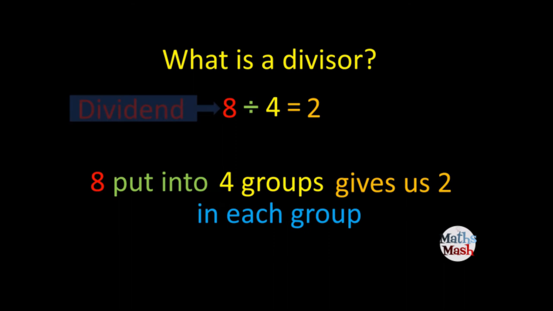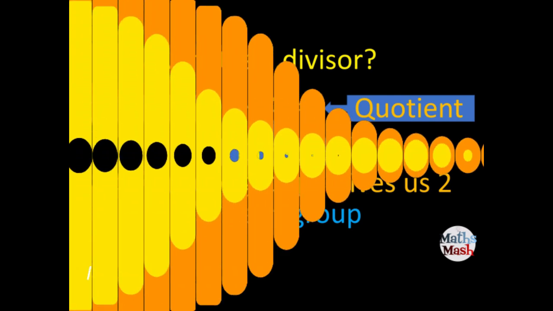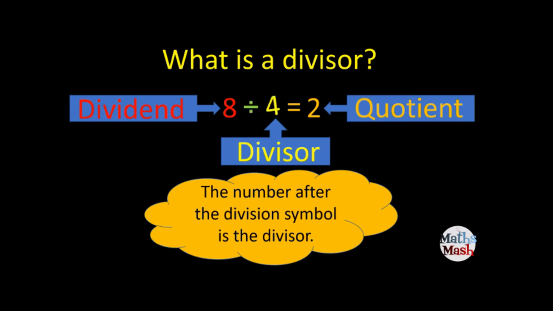All right. The first number in a division question is called the dividend, and the second number after the division symbol is called the divisor, and the answer is called the quotient. It's always a good idea to remember that the number after the division symbol is the divisor.